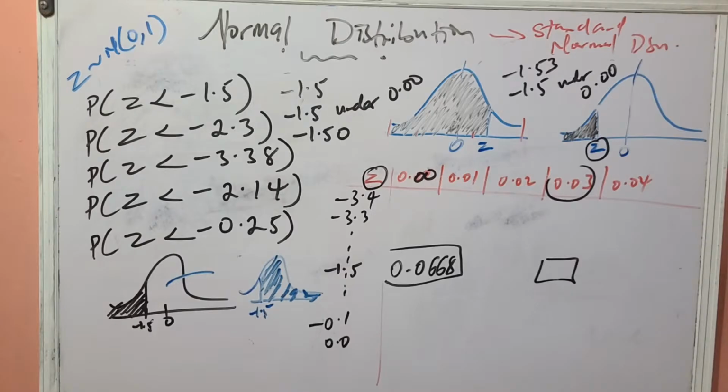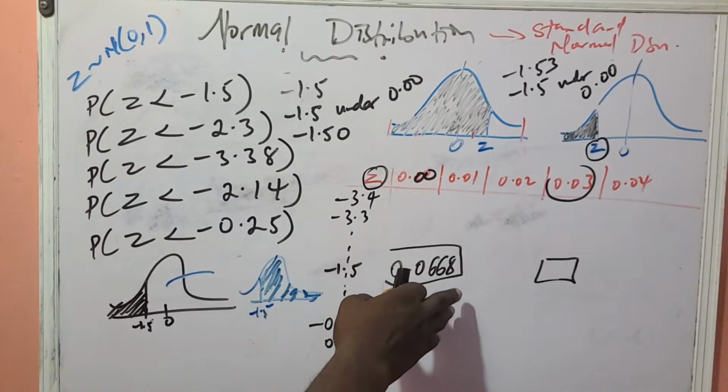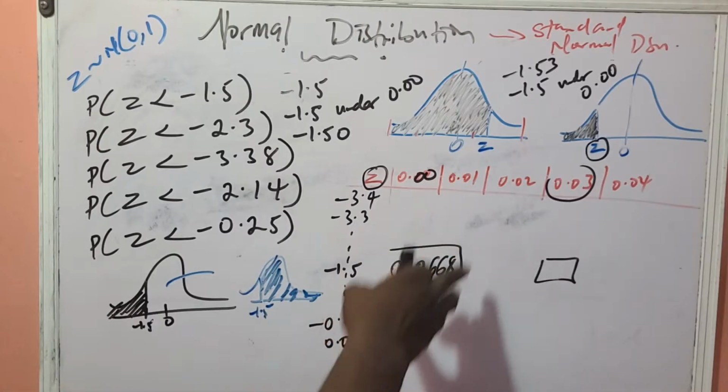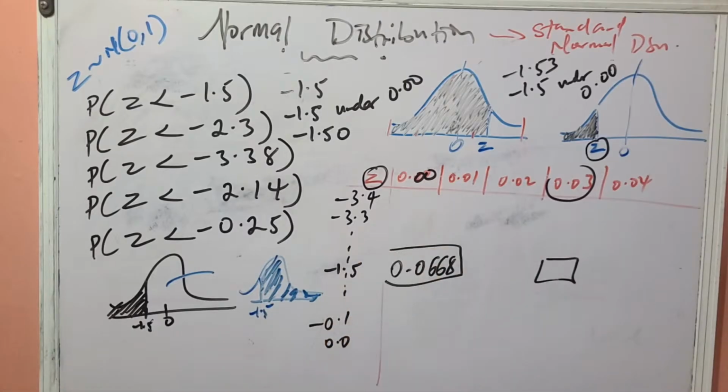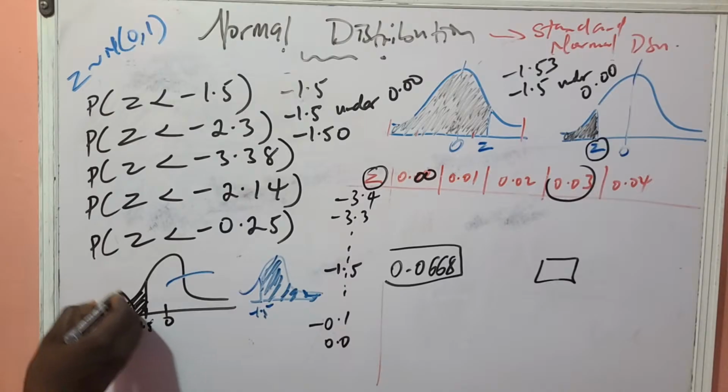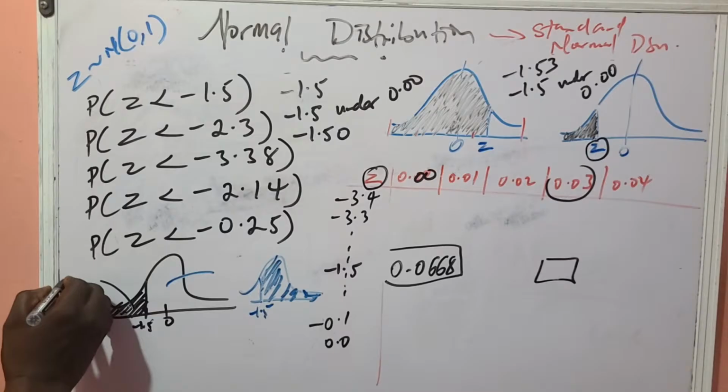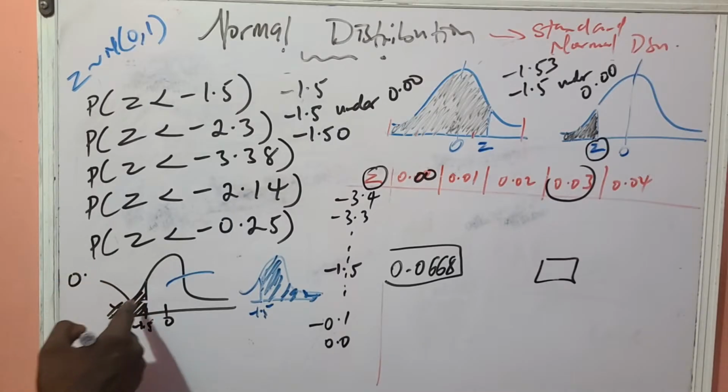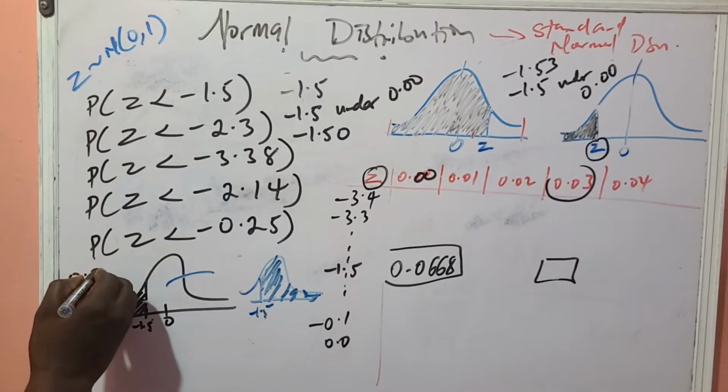Now, let me interpret that result for you. I told you guys already that everything you see inside this space represents area or probability, anyhow you want to say it. That means the area you have shaded here that has a Z value of minus 1.5, this whole area I shaded now, is 0.0668.